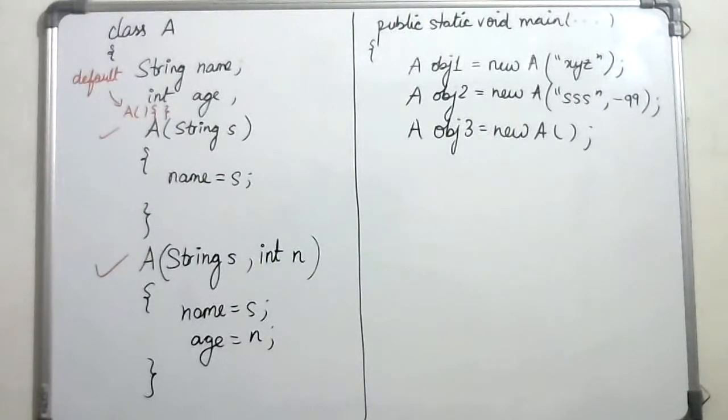So that is how constructor overloading works. You call the different types of constructors, and depending on the number and type of arguments, the corresponding constructor is invoked.